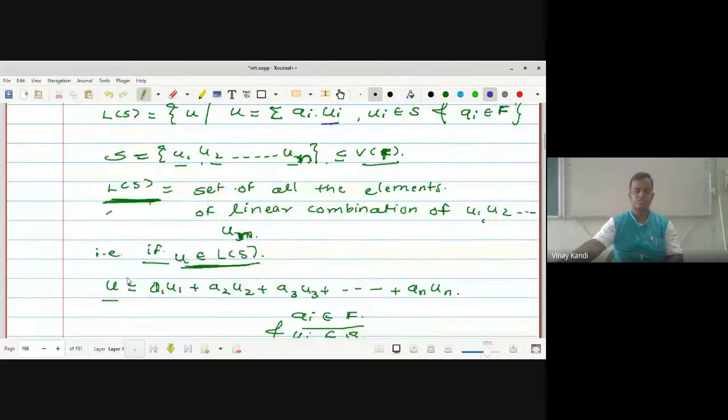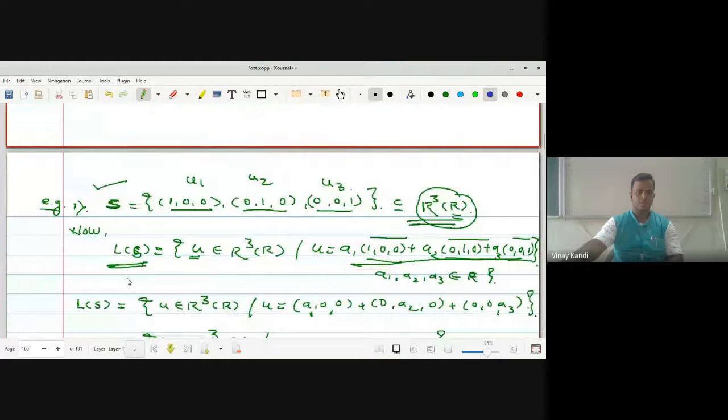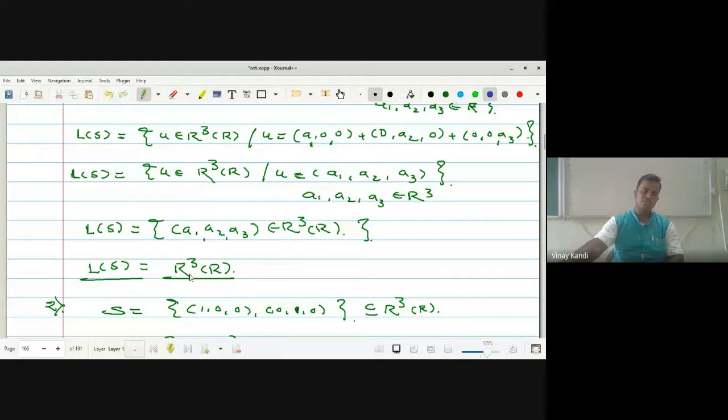And we also saw some examples. If S is equal to (1, 0, 0), (0, 1, 0), (0, 0, 1), that is u1, u2, u3, then what is L of S? L of S is equal to the whole vector space R3 over R.